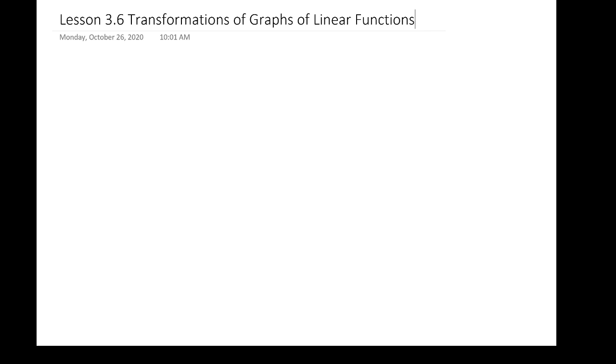All right, here we go. We're going to be working on lesson 3.6, which is transformations, and we're going to do transformations of linear functions. So first thing we're going to start with is we need to write a coordinate plane.